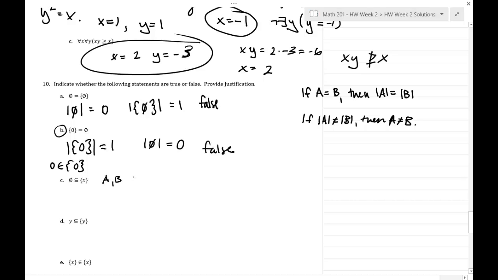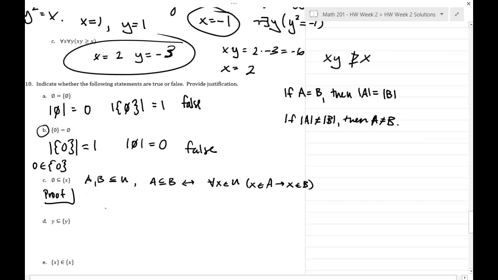We've got A and B in the same universal set. A is a subset of B if and only if for all elements X in our universal set, if X is an element of A, then X is an element of B. So if we were to try to prove that the empty set is a subset of the set containing X, the way that we do it is to pick an element in the empty set and show that it also has to be an element in the set containing X. So let's write a little proof here that this is a true statement.